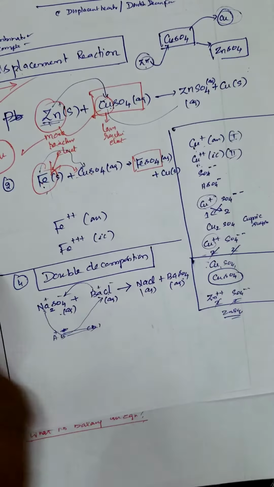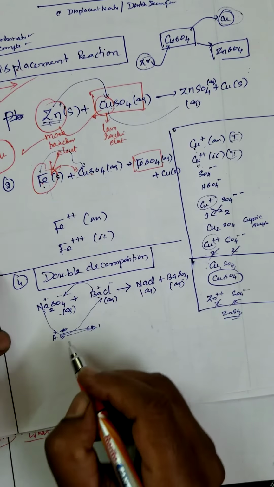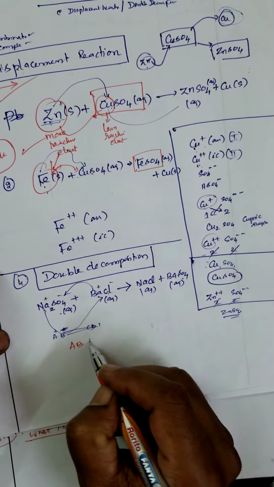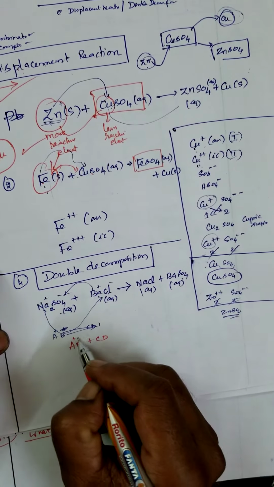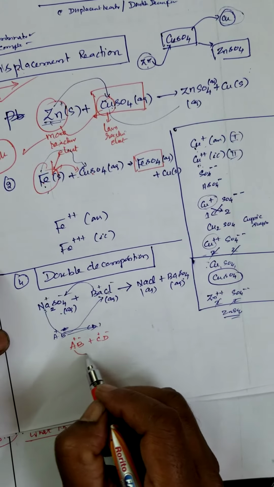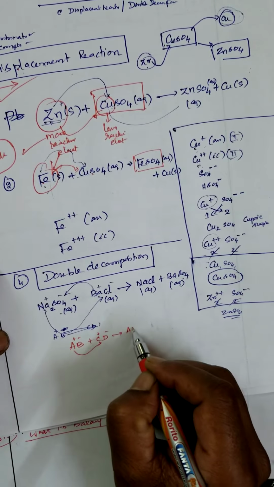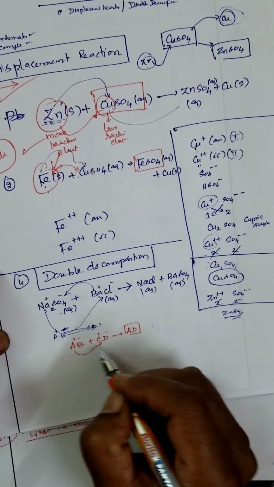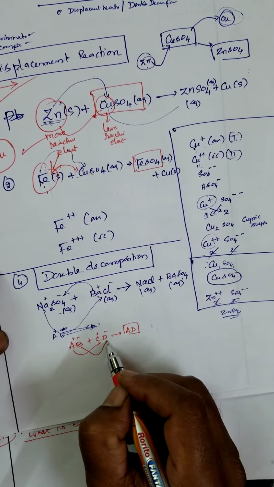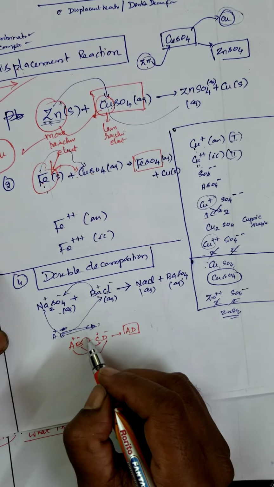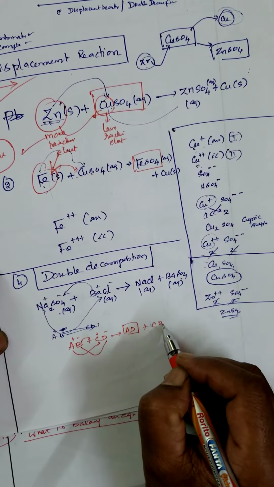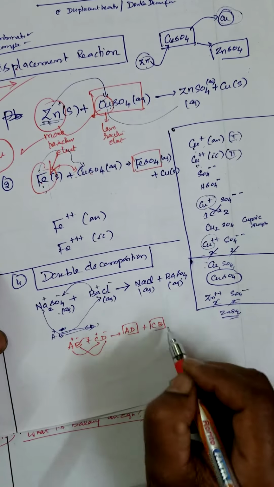What is a double decomposition reaction? Here, AB plus CD. Here positive, negative, positive, negative. What will happen? A joins with D and forms a compound, and B joins with C. You get 2 different compounds.